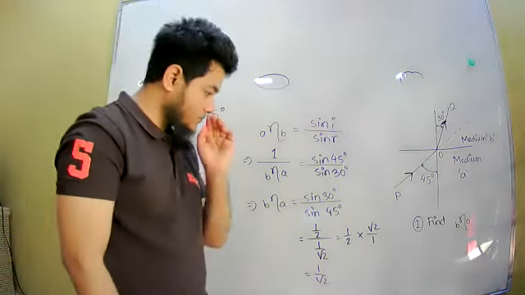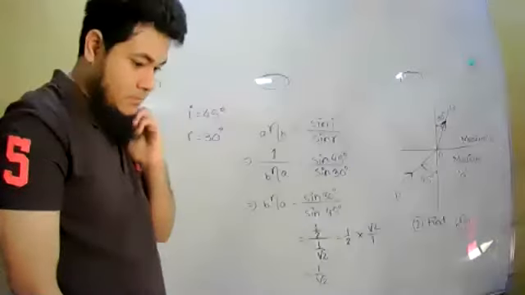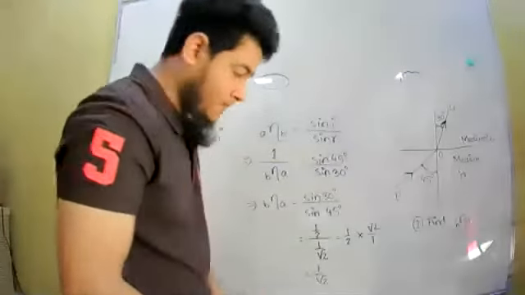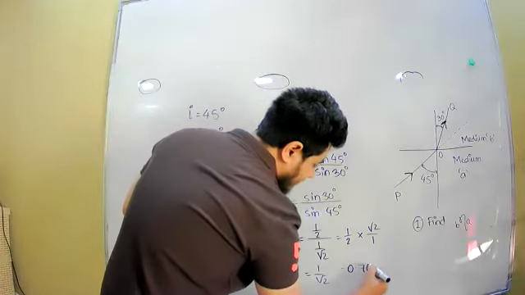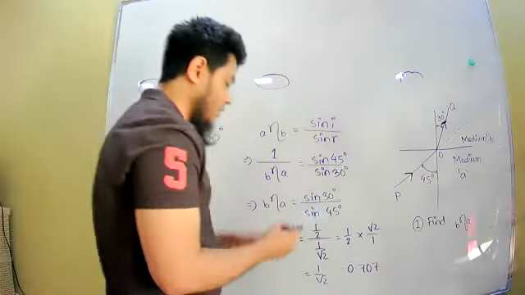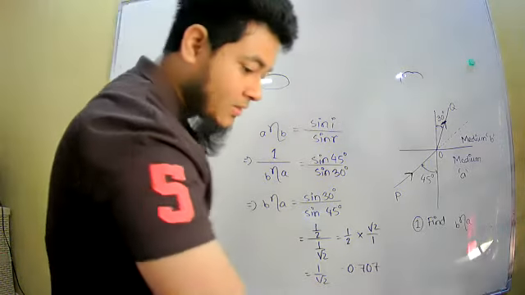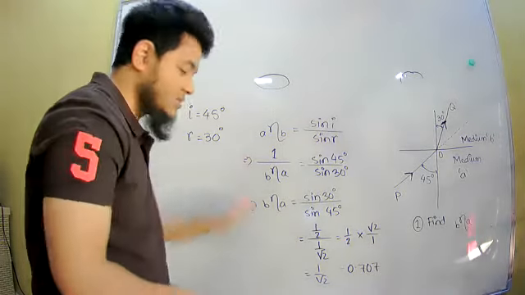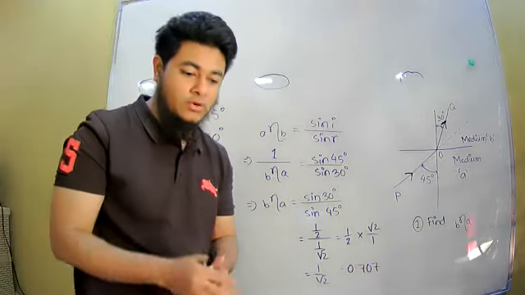1 by root 2? Sir, 0.707. 0.707. Okay, thank you. So that's the value of the refractive index that they told us to find out. So this is what came in C for 3 marks. Very easy, right? Then they put another question in D for 4 marks.